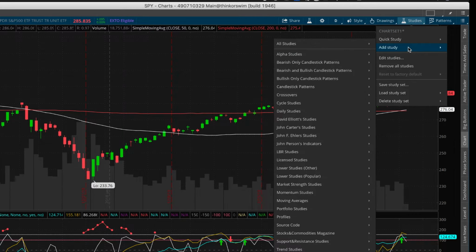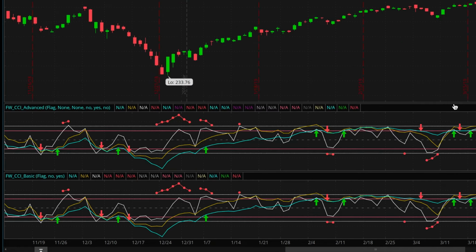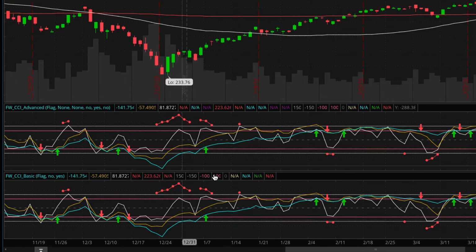Let's go ahead and add another one. Let's take a look here. So I started with the licensed ones because I'm like, well, if they're paying for these, there must be something here of value. So again, these are similar ones.